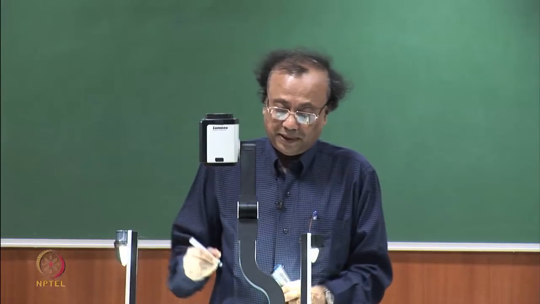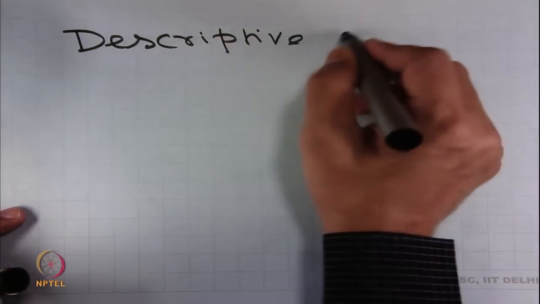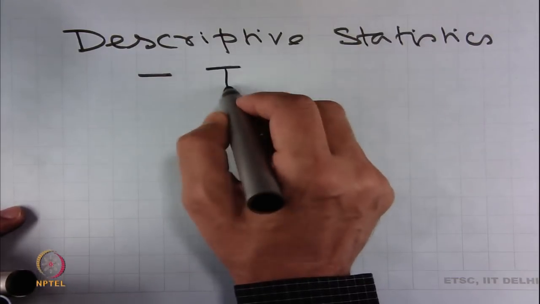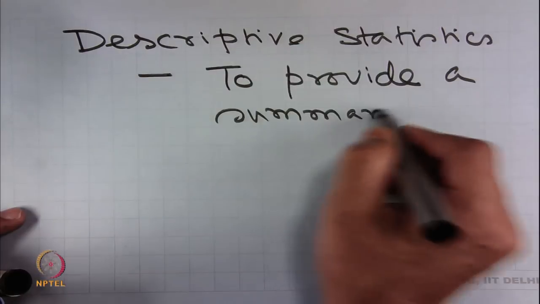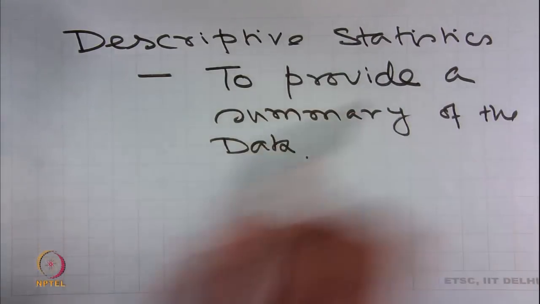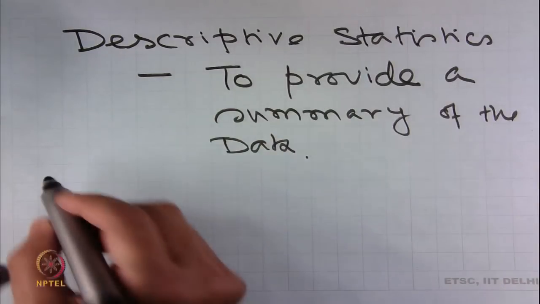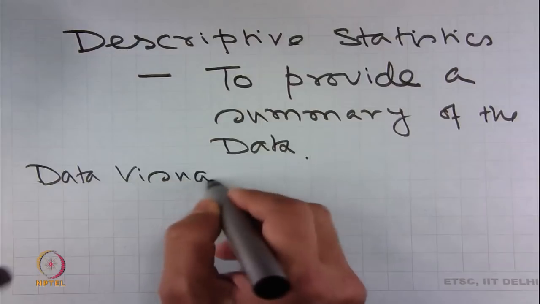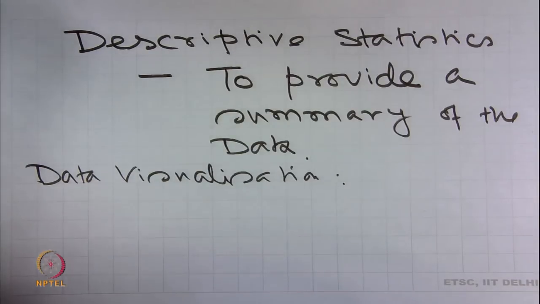Now, statistics essentially has two parts. One is descriptive statistics, which is basically to provide a summary of the data. I am not going to discuss descriptive statistics, as I said that it is not the very first course of statistics. I assume people know some basics of descriptive statistics, which may mean data visualization, which is very, very important for practical purpose.